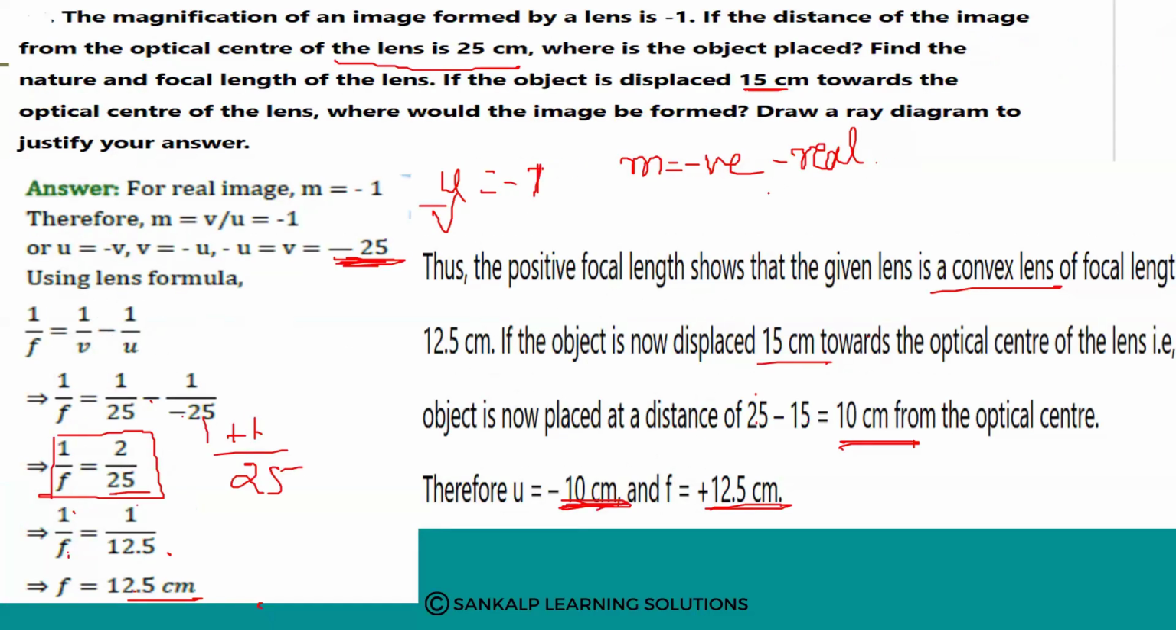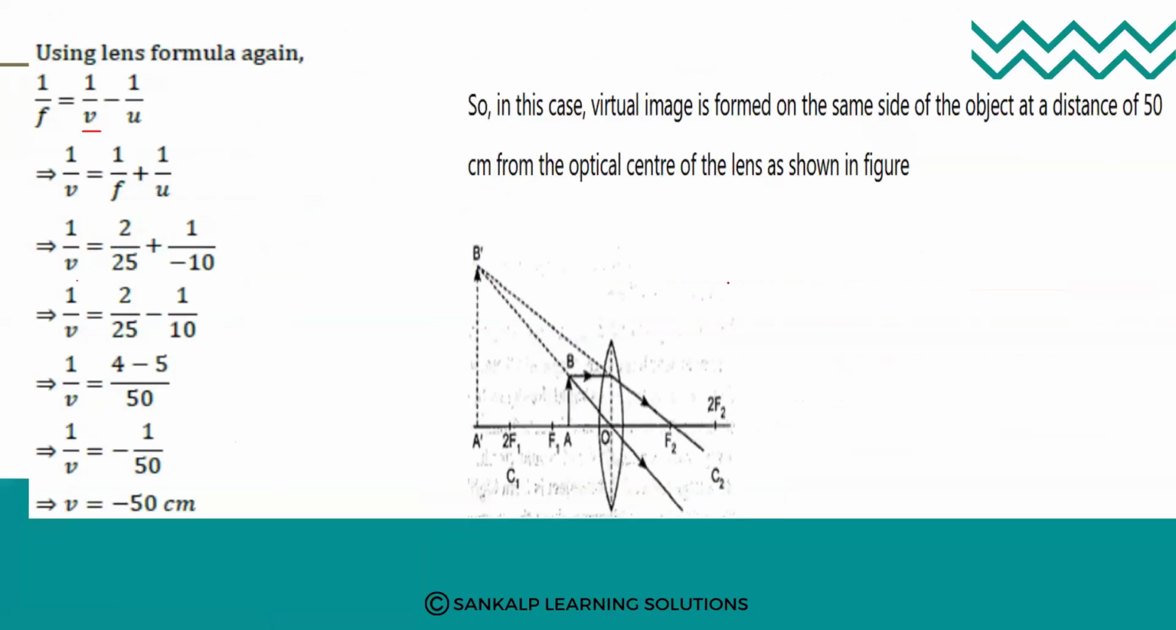2 divided by 25 plus u value is minus 10 here. So the object distance, okay. So this is a convex lens. Now the object is here, that means left side, therefore it is negative. So minus 10, 1 divided by minus 10. 2 divided by 25 plus into minus is minus 1 divided by 10. Okay, 25 and 10, LCM is 50. So 2 twos are 4, 1 five is 5. 1 divided by v is equal to 4 minus 5 divided by 50. So 1 by v is equal to minus 1 divided by 50. Yes or no? 1 by v value is minus 1 by 50.